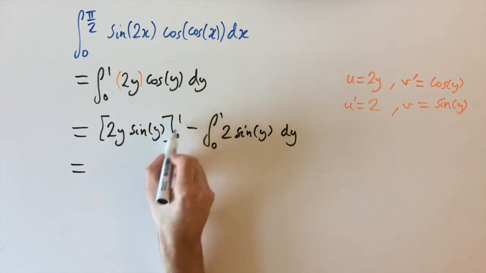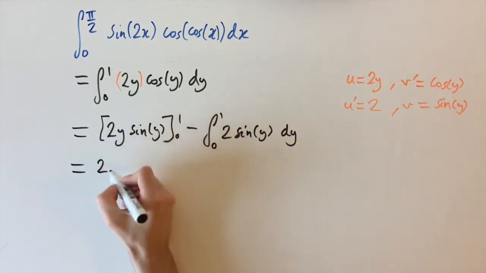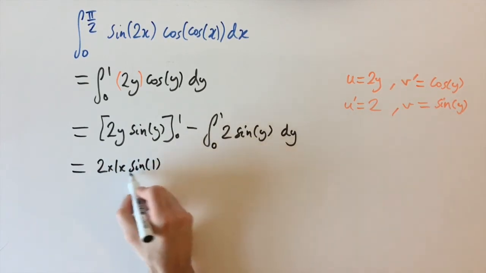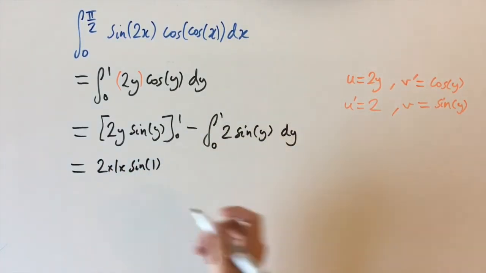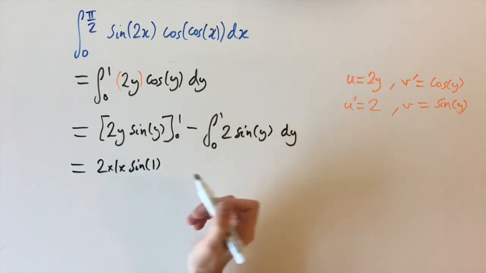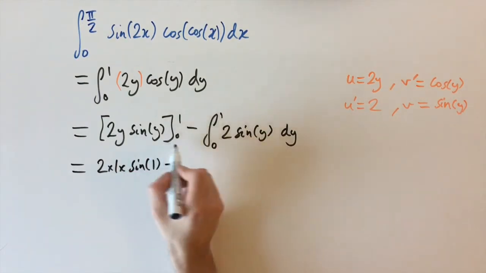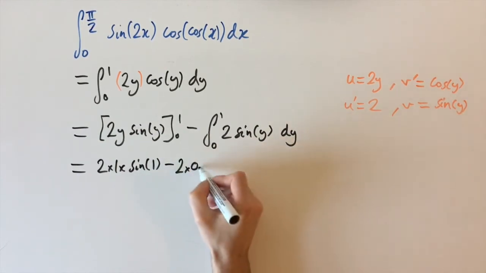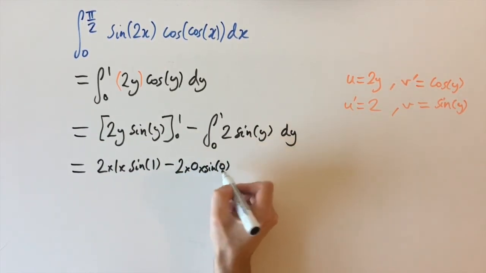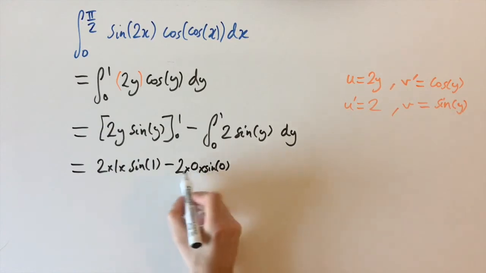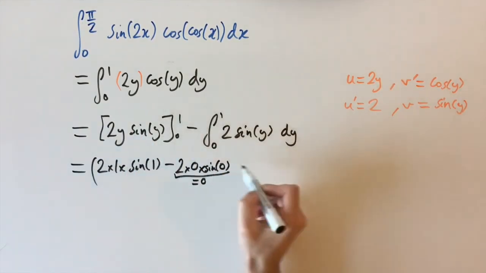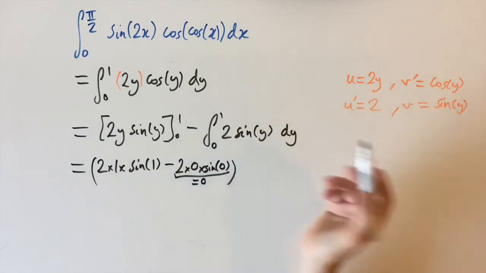If we put a 1 into this whole expression, we have 2 times 1 times sine of 1. And sine of 1 is something you can evaluate using a calculator. You can't simplify it anymore algebraically. And then for the second term, if we put 0 into this expression, we have 2 times 0 times sine of 0. And sine of 0 is also 0. So this whole term here is equal to 0. So that's what this bracket evaluates to. And then we need to integrate this.